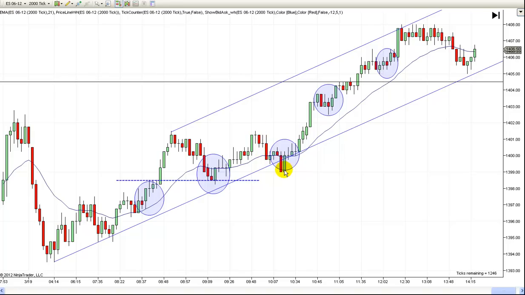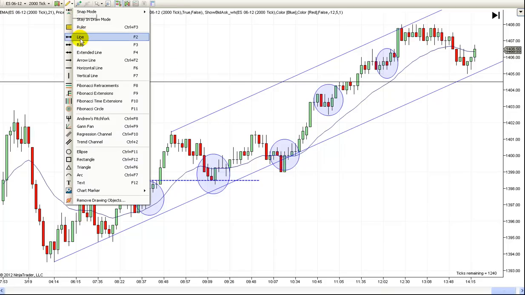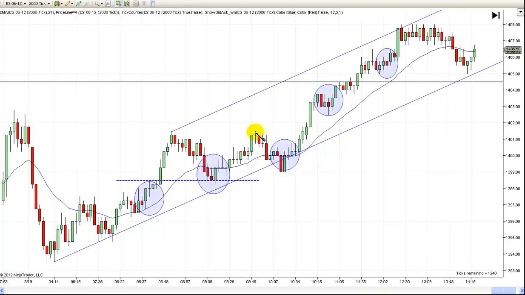And then again, another two-legged pullback, this one to the trend line. And we got a little bit of a slight break here. It wasn't much of one, but it is a break all the same. But what I want you to see more than anything are these two legs here. You got your first leg right there. Then you got your little move up, and then you got your second leg right there. And then prices reversed, and we had the trend line.